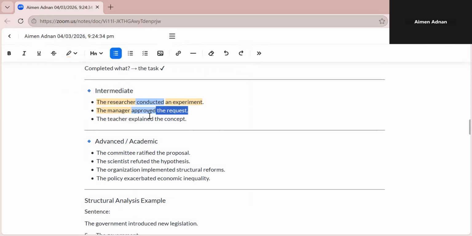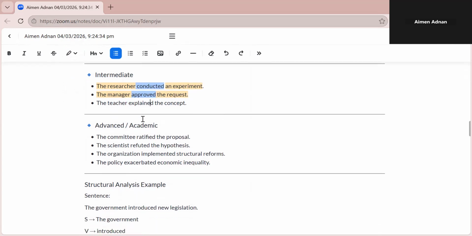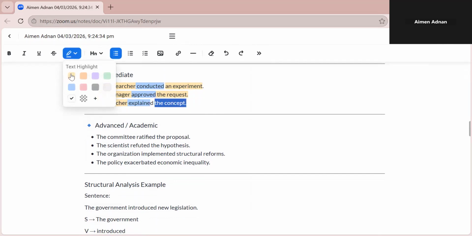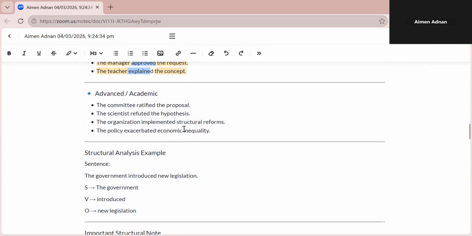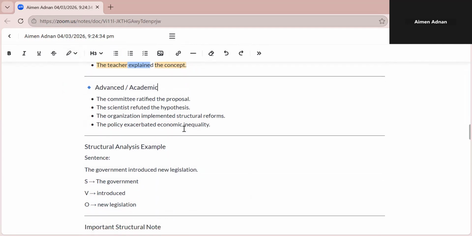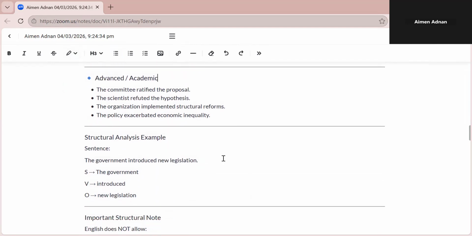It is very important that you are able to identify each part of the sentence in your exam and even in your tests. So next is the teacher explained the concepts. The teacher will be the subject, explained will be your verb, and the concepts is going to be your object. So now move on to a bit advanced and academic level of sentence structure. For example, the committee ratified the proposal.